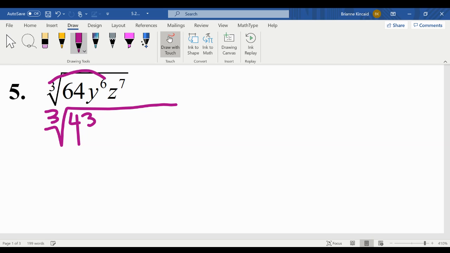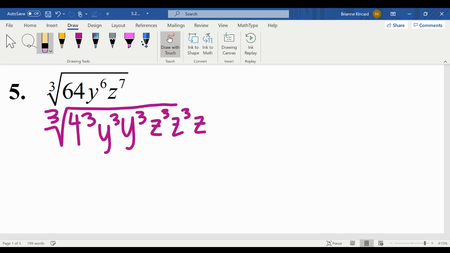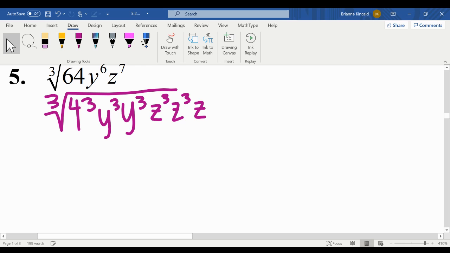3 goes into 6 2 times, so I can write y cubed twice. And then 3 goes into 7 2 times, so I can write z cubed twice. But then 3 plus 3, you need one more z to get it up to 7. And then from there, whenever your power matches your root, you're able to cross it out and bring it out in front.